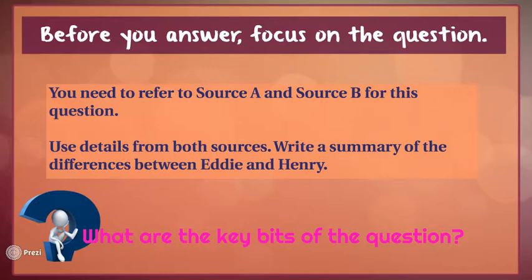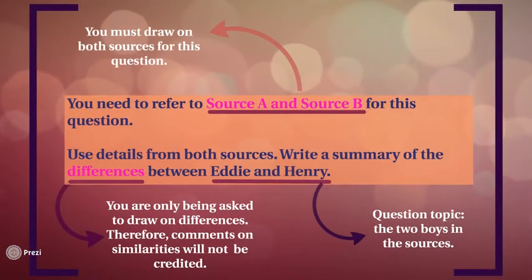Now, hopefully you did pause the video before, and therefore you will know who Eddie and Henry are from the sources. But if you skipped that bit, you definitely need to pause the video now and read the sources so that you're on board with what's happening here. So, if you have already read it, pause the video and decide which are the key bits of this question. And hopefully we'll have come up with some similar ideas.